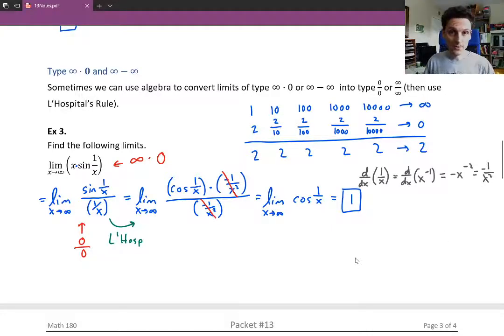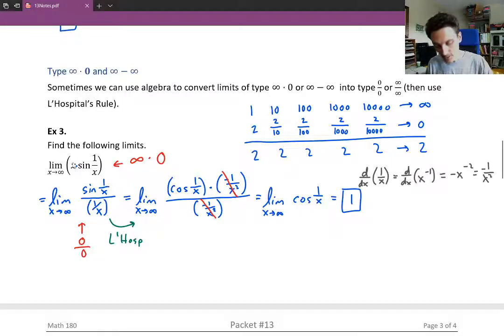Great. So that was an infinity times 0. Now, it doesn't matter if it's positive infinity or negative infinity. It doesn't matter if you're approaching 0 from the left side or from the right side. So this works in all those cases. The same kind of idea where you take either the infinity factor and bring it down to the bottom of a fraction and then use L'Hopital, or bring the factor that has a 0 to the bottom of the fraction and then you get an infinity over an infinity, which then you can use L'Hopital on.